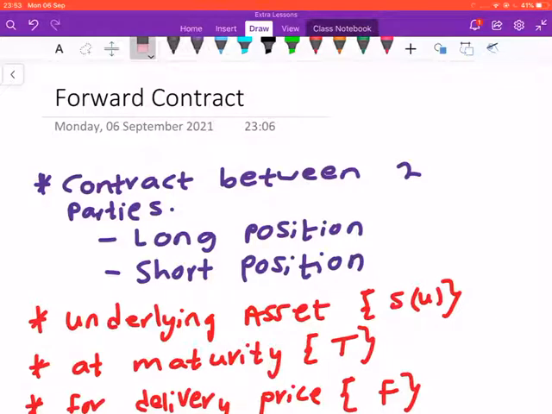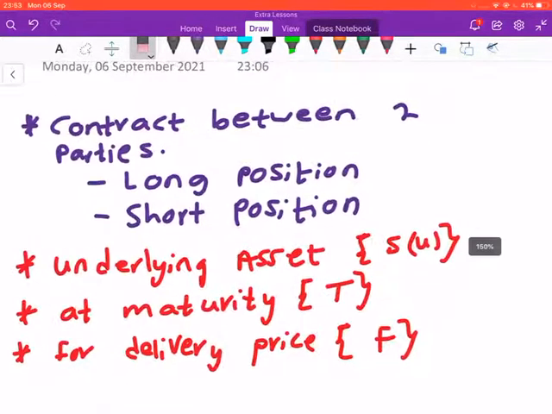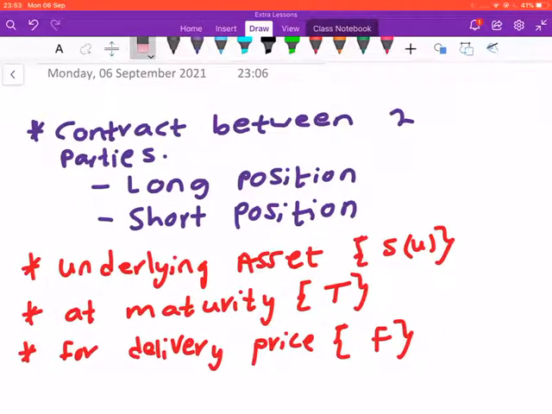A forward is a contract between two individuals where one party agrees to buy the underlying asset and the other party agrees to sell the underlying asset at a future specified period, which is going to be called maturity, for a future specified price, which is going to be called the delivery price. And this asset we will denote as S.